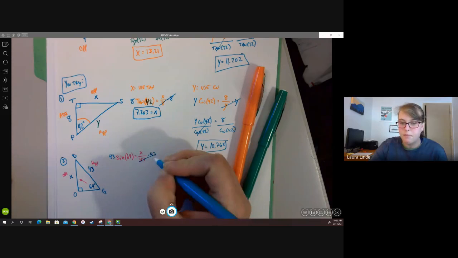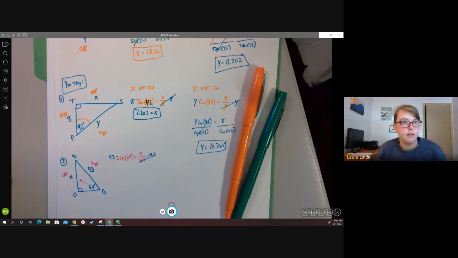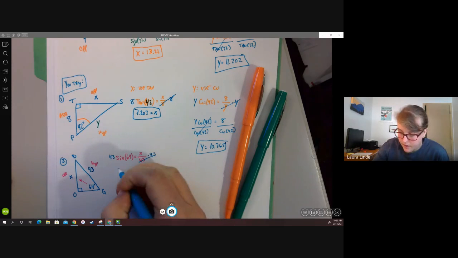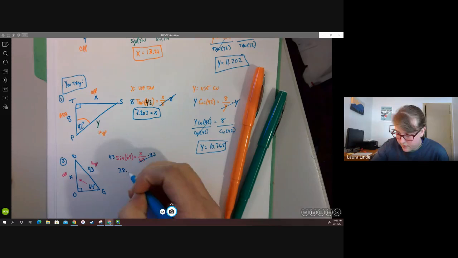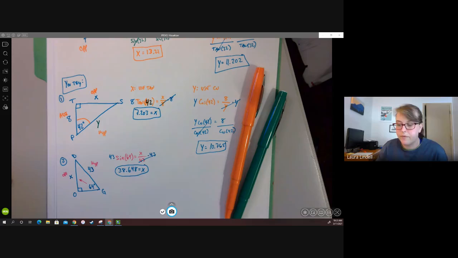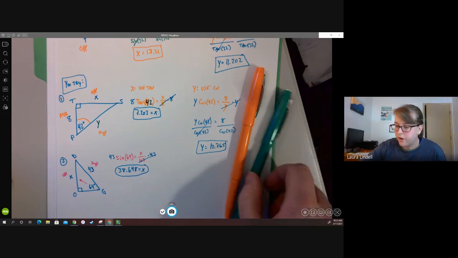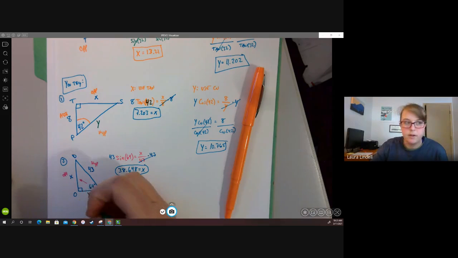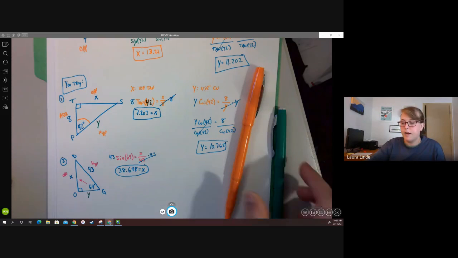Then you want to multiply by 43 on both sides, and then type 43 sine of 64 into your calculator to get 38.648. All right. Then if you've already solved for x, go ahead and solve for y as well. And when you think you've got y, type "got it" in the chat.